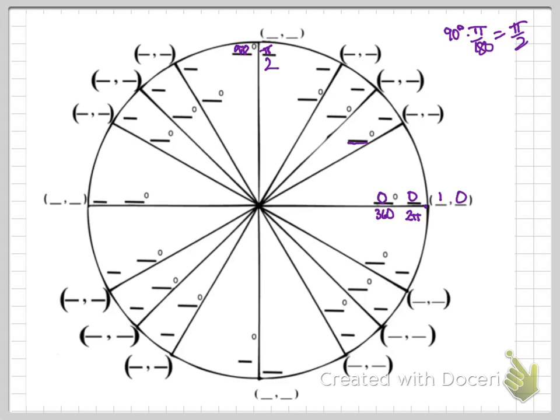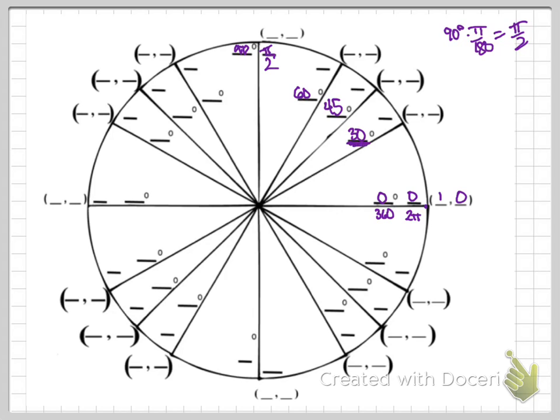We know that this value here will be our 30 degrees. The next one will be 45 degrees. And the next one will be 60 degrees. And let's go ahead and convert so we can find the radians on the other side. So we have pi over 2.